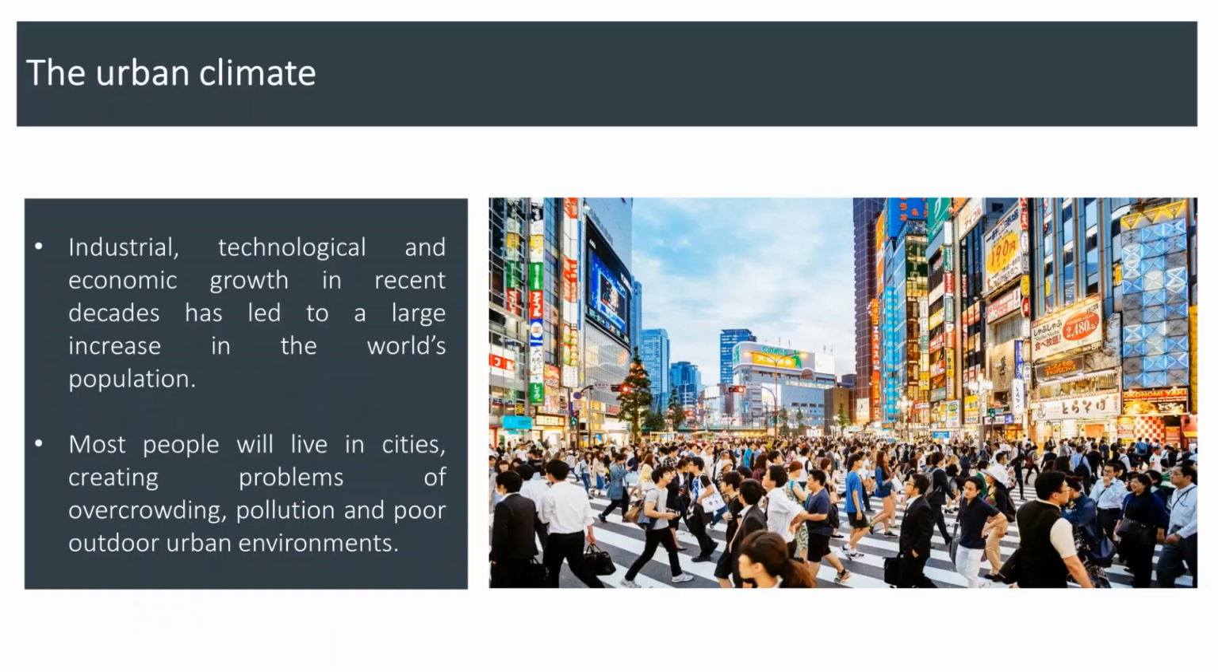The recent growth has led to a large increase in the world's population. With this in mind, most people live in the cities, creating problems of overcrowding, pollution, and poor outdoor urban environments. Better informed and more sustainable planning might help improve the comfort conditions in these urban environments. This study explores how different street grid systems, as a single aspect of urban layout, can affect wind flow and the thermal stress.